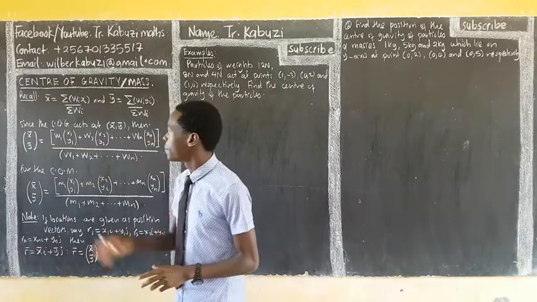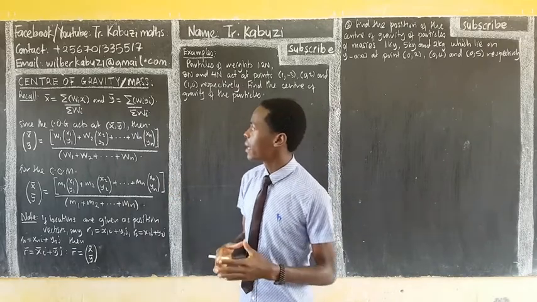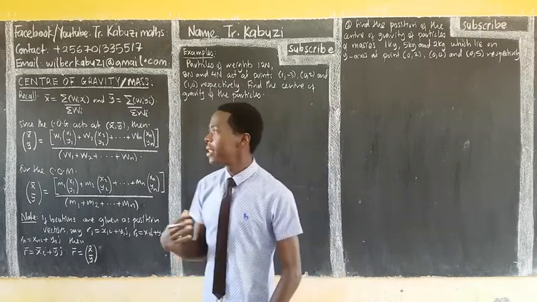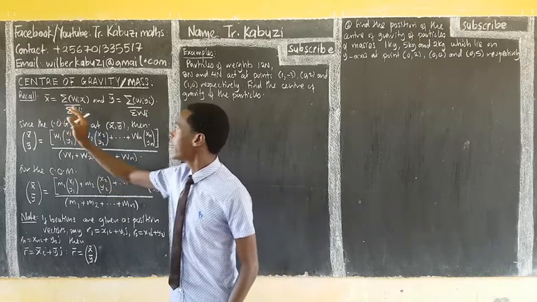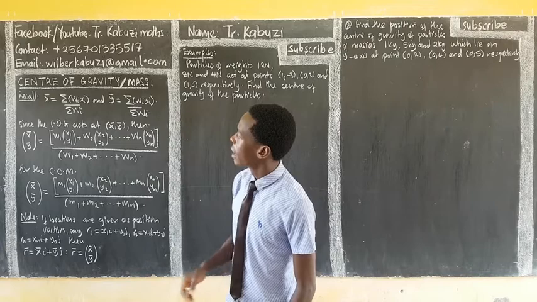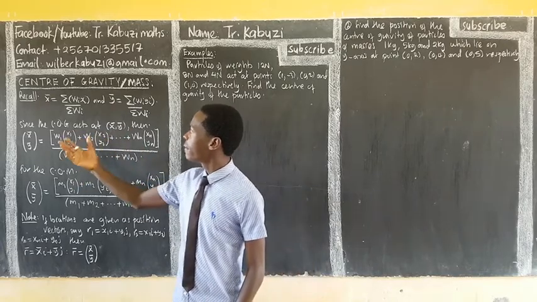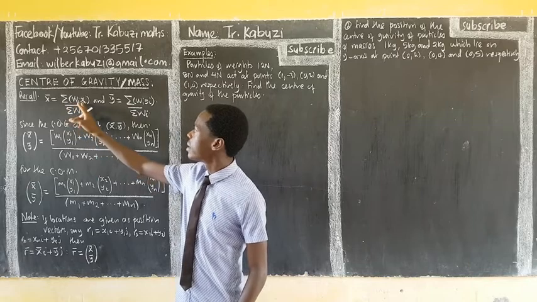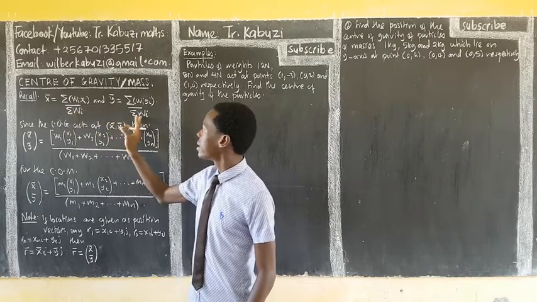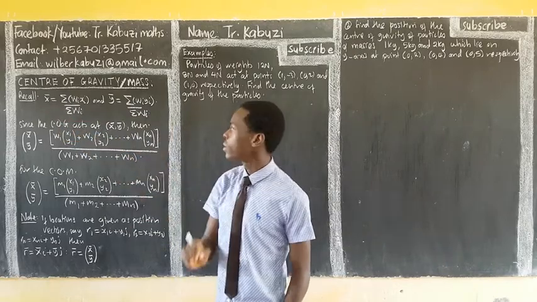Okay, this is where we stopped from the previous lesson, and let us continue from there. We stopped at seeing that the x-coordinate of the center of gravity is given by this, and then the y-coordinate for the center of gravity is given by that. So since the center of gravity acts at this and this, we are always going to be dividing by the weights of those particles.